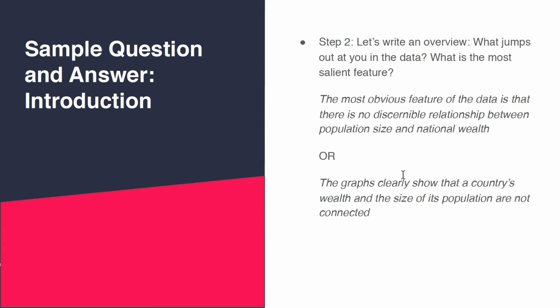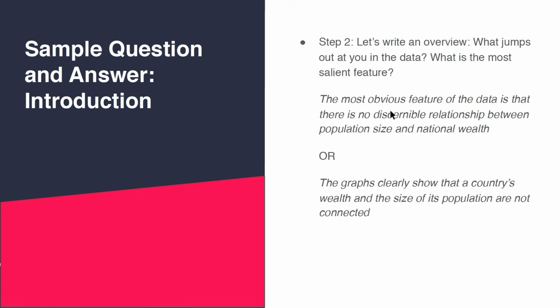So that is what we're going to use for our overview. We're going to say the most obvious feature of the data is that there is no discernible relationship between population size and national wealth. Another way of saying that would be the graphs clearly show that a country's wealth and the size of its population are not connected. So either one of those will do. They're saying the same things, but I'm just giving you 2 different options. So what we've shown the examiner is that we can spot the most obvious feature.